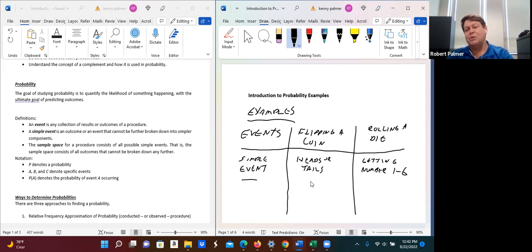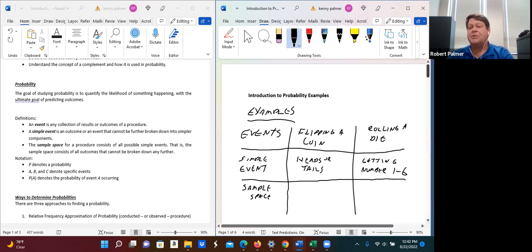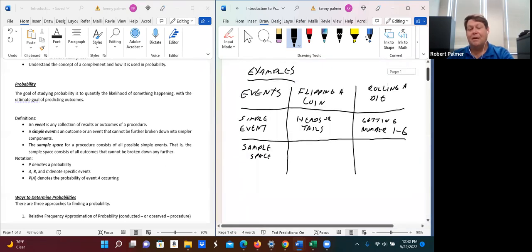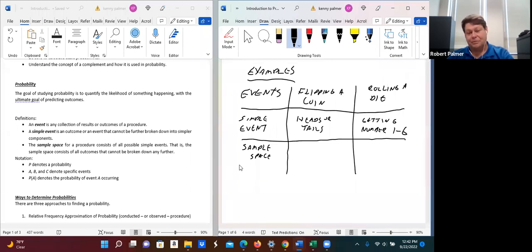Now, the more important idea, which is based off those, is something called the sample space. Let's talk about that next. Okay, so the sample space, as it says, for some procedure, consists of all possible simple events, basically all possible outcomes. That is, the sample space consists of all outcomes that cannot be broken down any further. So most of the time, we'll think of the sample space as all the possible outcomes.